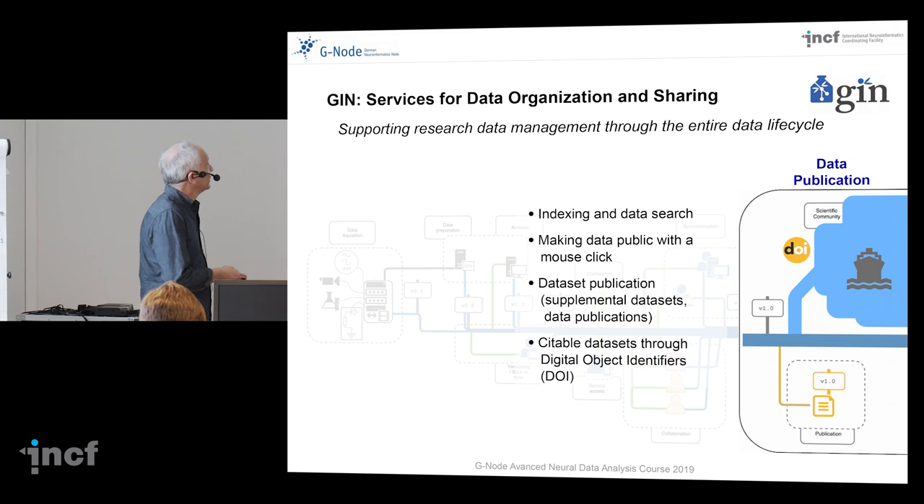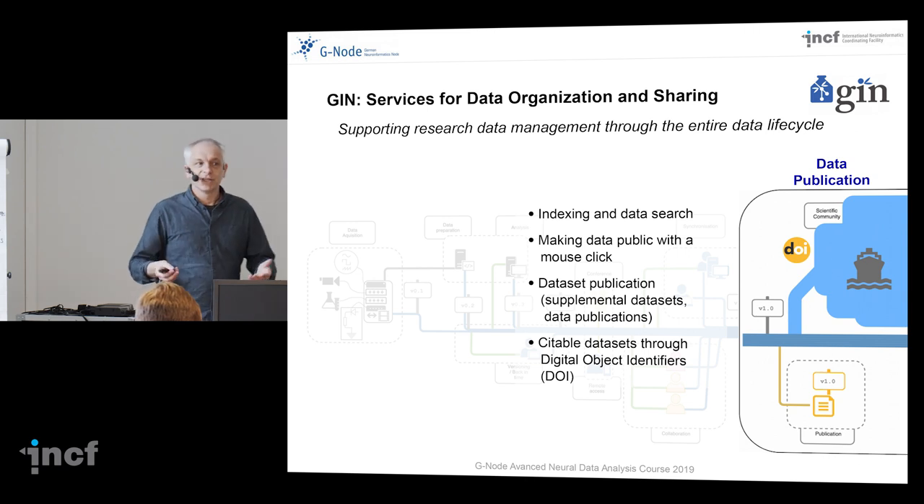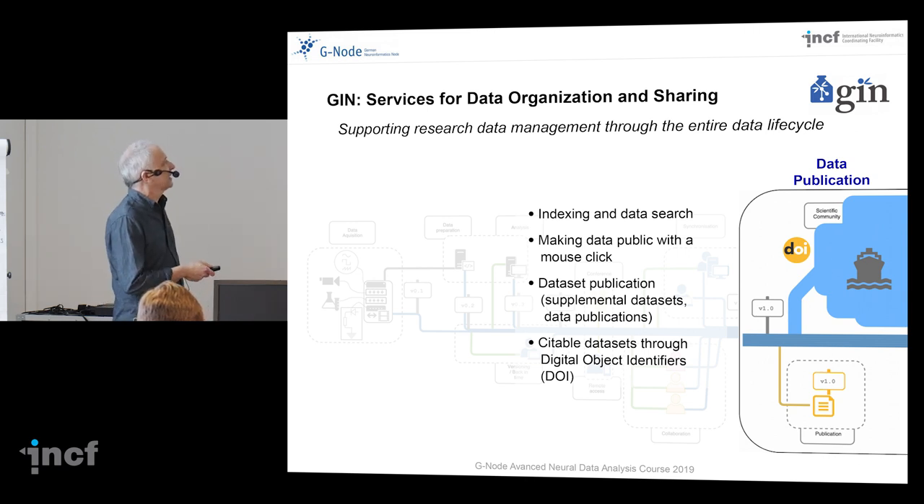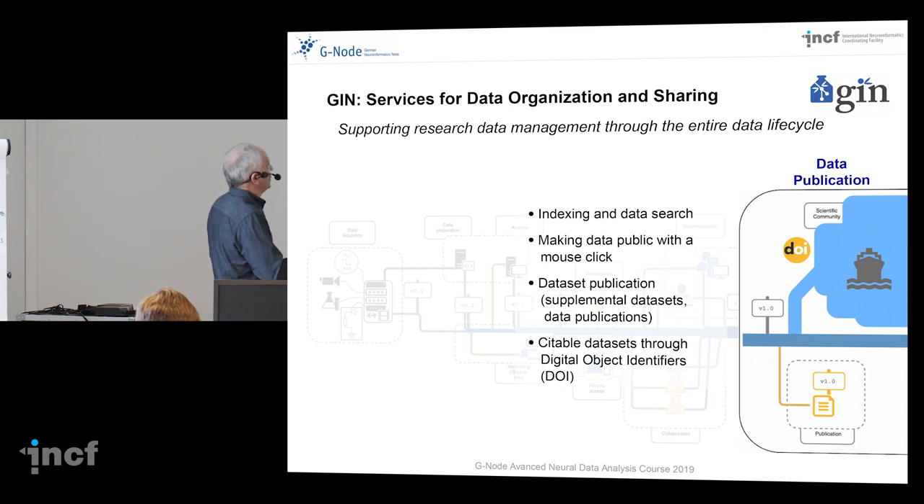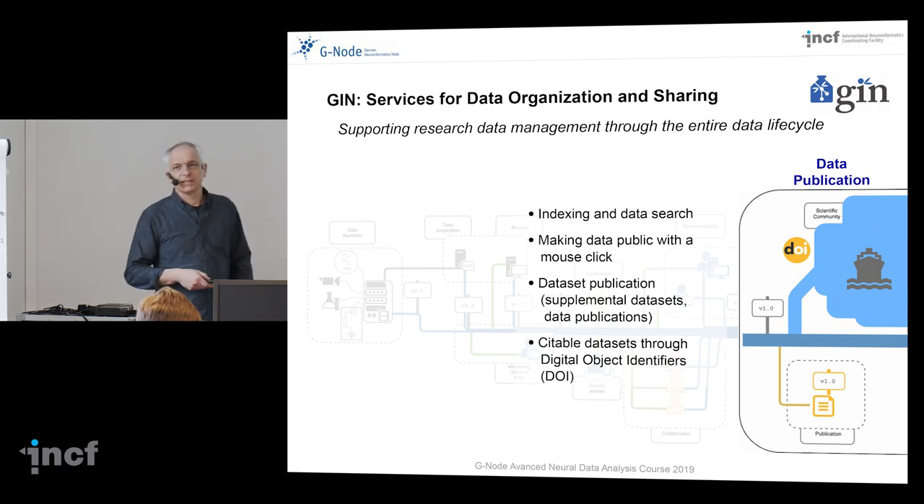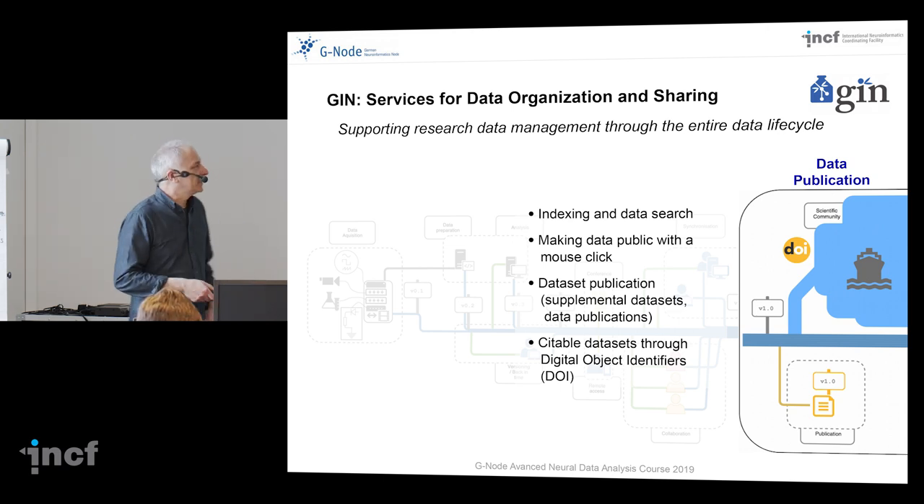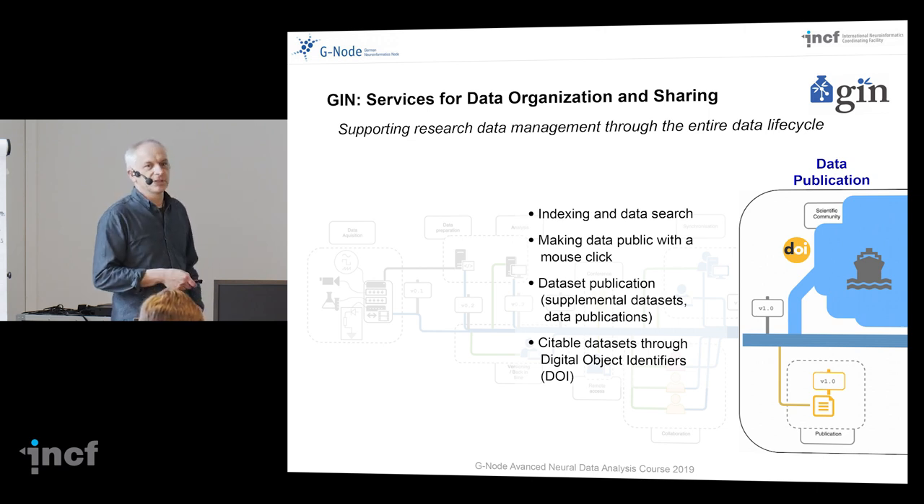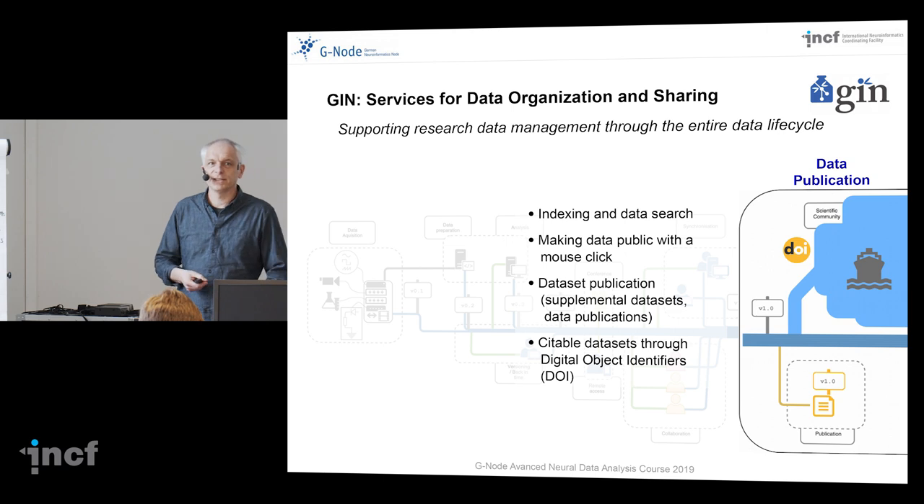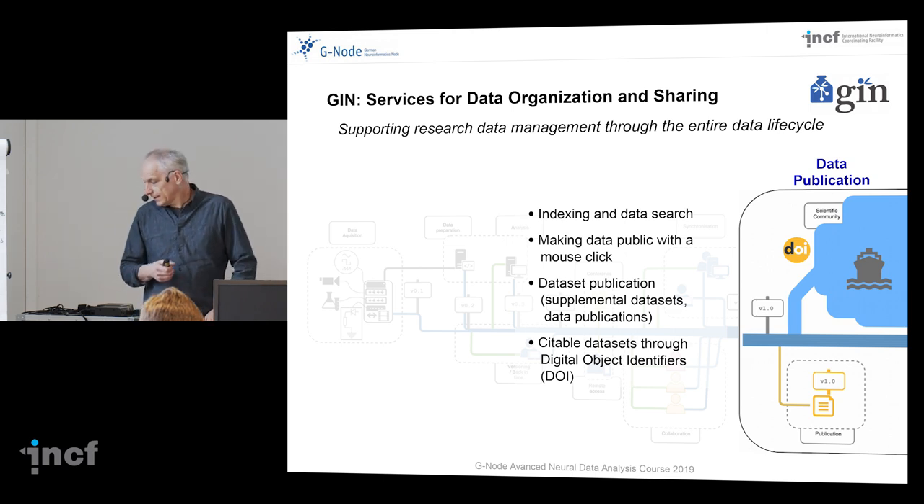And then when it comes to publication, when you have your final results and you want to publish them, you can easily make the data set available, make it public, and you can also get a DOI for persistent identification and citation of the data set.